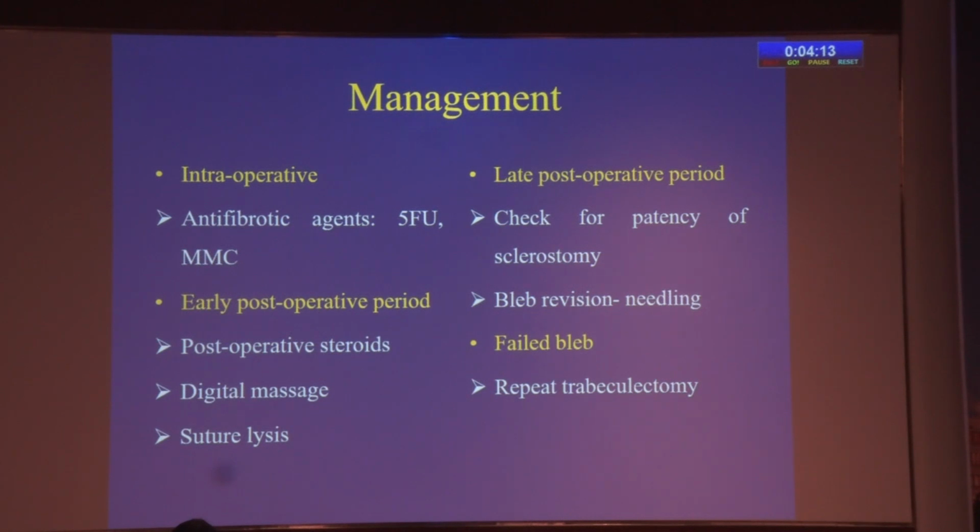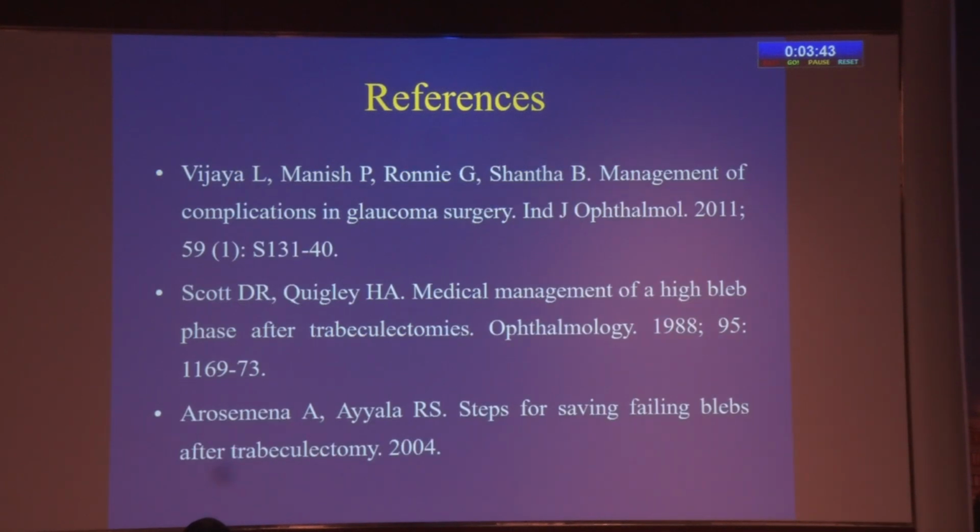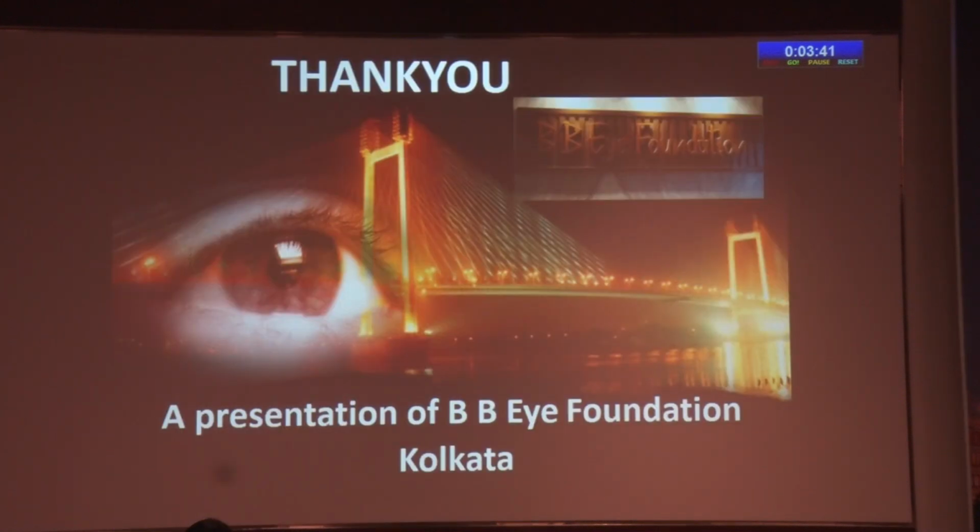Late postoperative period: check for patency of the sclerostomy, bleb revision, needling, failed bleb, or again a repeat trabeculectomy. So the take-home message would be here: intraocular pressure, bleb morphology, and anterior chamber depth are the most important parameters to assess in the post-trabeculectomy eye. High bleb, treat according to the cause. Low bleb, that's definitely a failing bleb, and imaging is to be used judiciously in guiding your treatment. These are my references, and thank you very much for your attention.